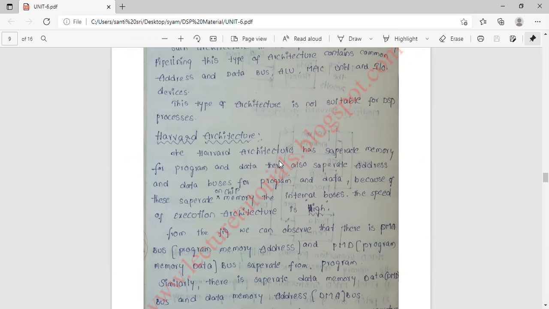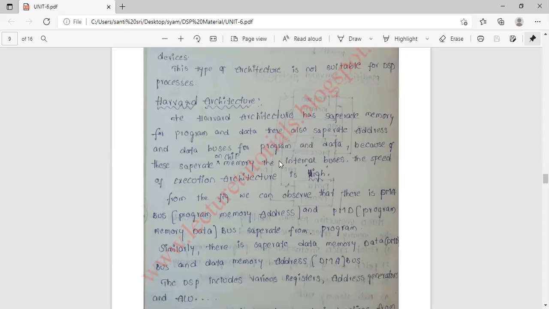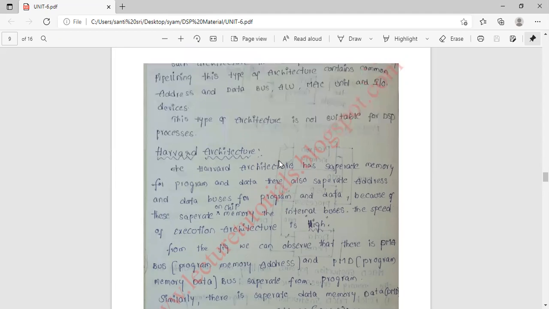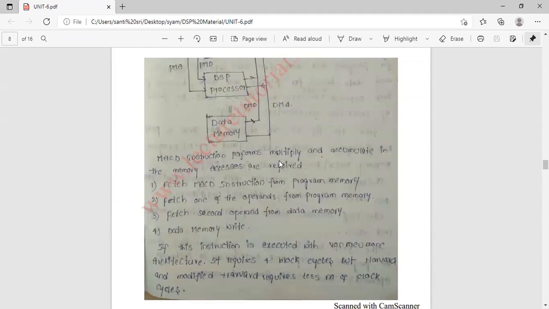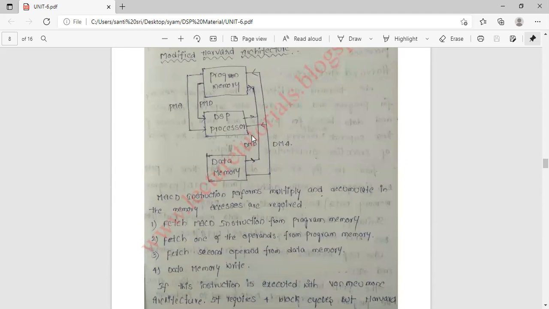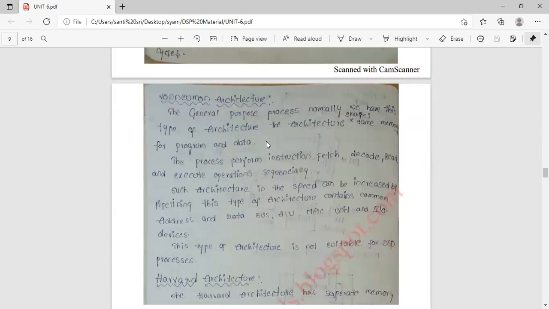Similarly, there is a separate data memory: DMD, the data memory data bus, and DMA, the data memory address bus. See here, DMD, DMA. Similarly, this is the program memory address bus and program memory data bus. So these two are separated here.